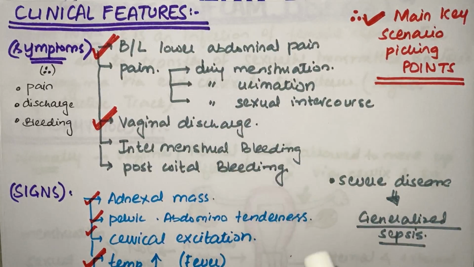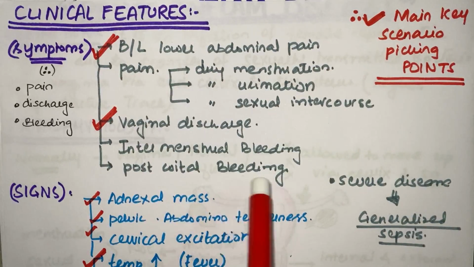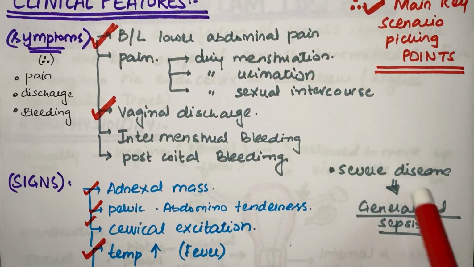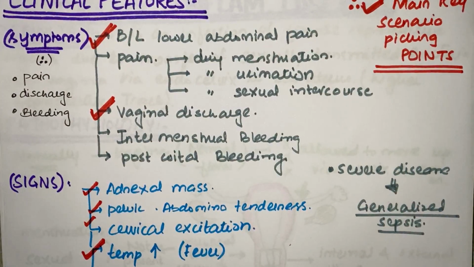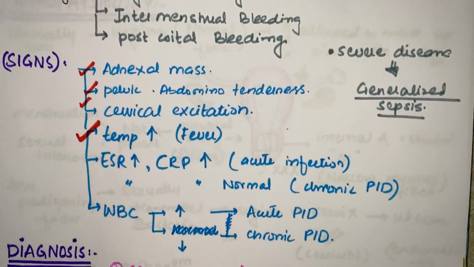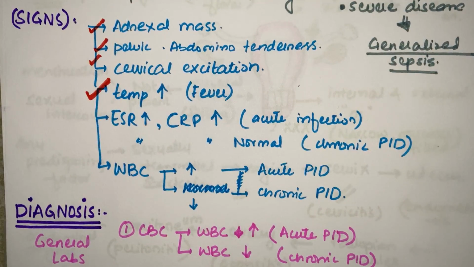Fine. Then there will be intermenstrual bleeding and/or postcoital bleeding. Postcoital bleeding is the bleeding that is present after sexual intercourse. And if the disease is severe, then there will be generalized sepsis. Okay, moving on to the signs. Now signs are those features which we see on examination, which the doctor finds.